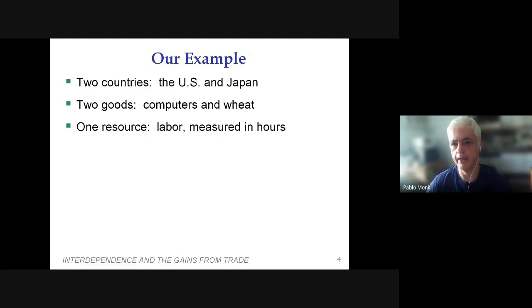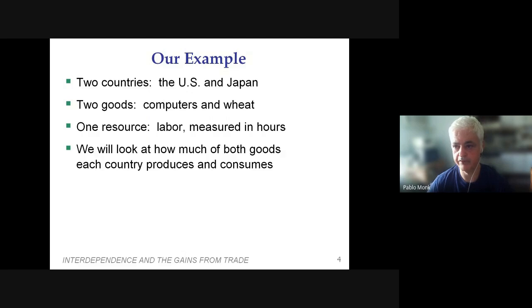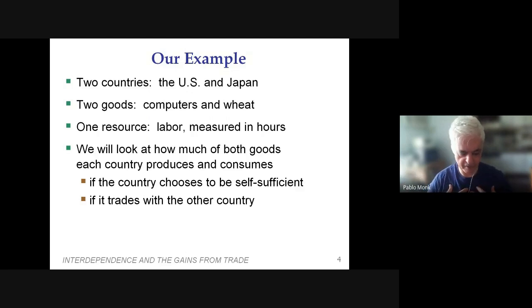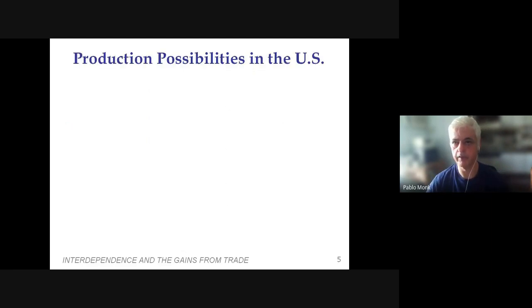Okay, and what we're looking at in this model is labor. How many hours of labor does it cost to make computers and wheat in the US and Japan? Let's think about how much they produce and consume. If the country chooses to be self-sufficient, what does self-sufficient mean? I'm going to do everything myself. Or you trade with another country, right? Those are your two main choices. I'm going to just take care of myself, or I'm going to mostly focus on one product and trade with another country. Okay, does that make sense?